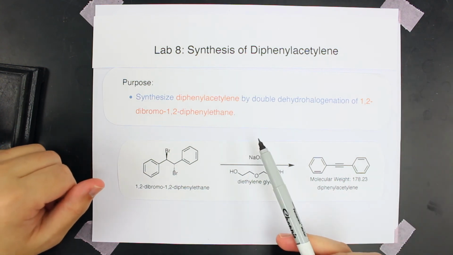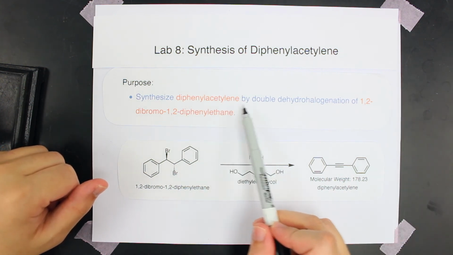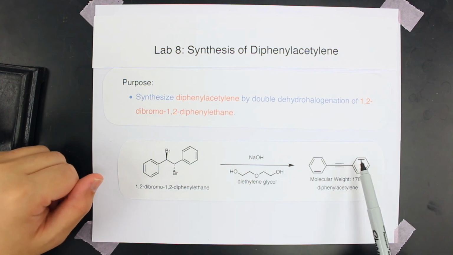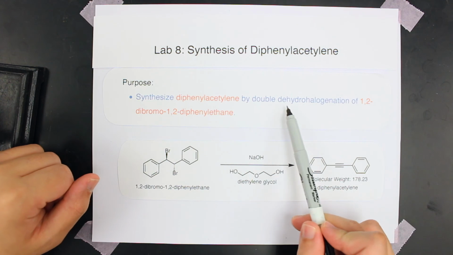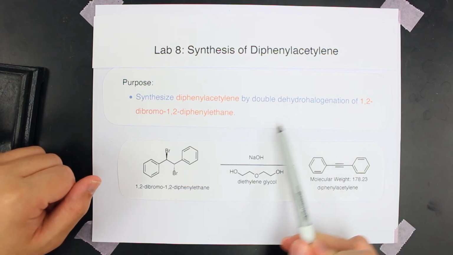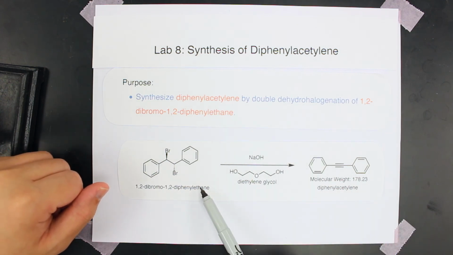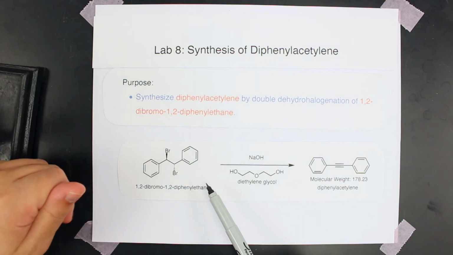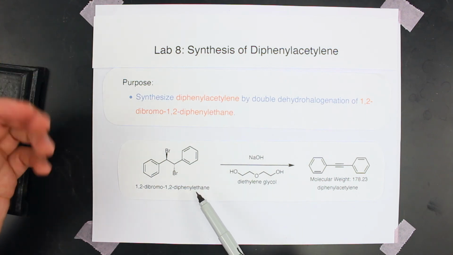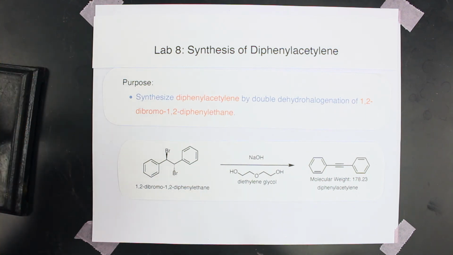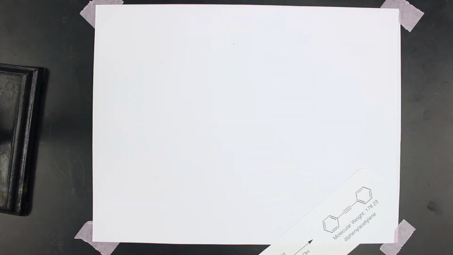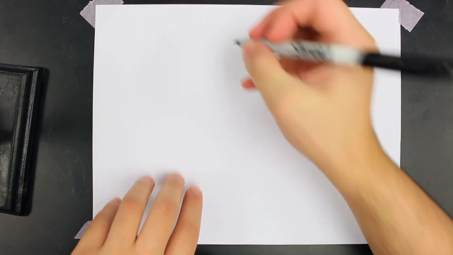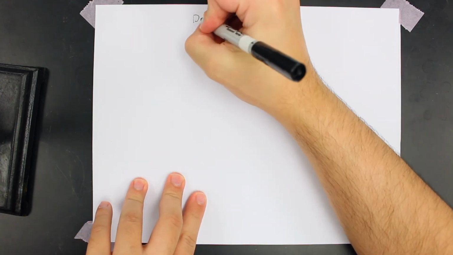So the purpose of this experiment is to synthesize diphenylacetylene, which is this molecule here, using a reaction called a double dehydrohalogenation, and specifically we're performing this reaction on the 1,2-dibromo-1,2-diphenylethane that we synthesized last week. So this is essentially a two-step synthesis, and we're on our second step this week. So the first thing to cover in this experiment is the double dehydrohalogenation reaction.